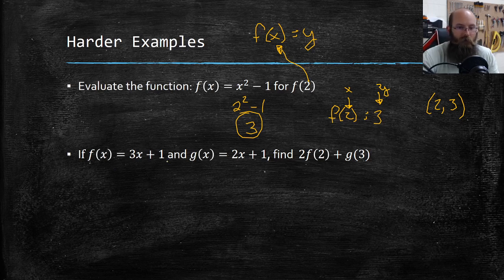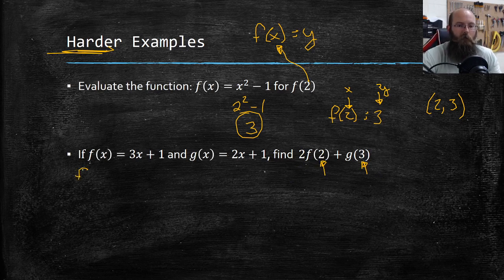Now this one gets a little bit harder still, right? This whole page is harder problems. So now I'm going to take an f function and a g function. I'm going to plug a 2 into the f, a 3 into the g. Once I've found f of 2, I then have to multiply by that 2 there. So let's find f of 2 and g of 3 first.